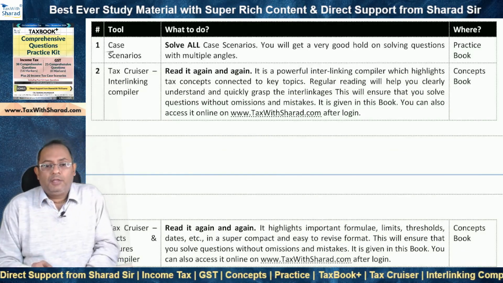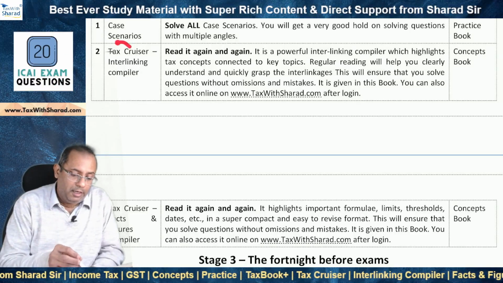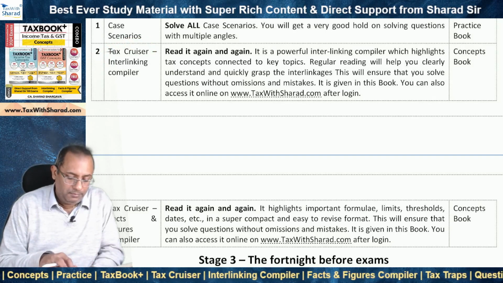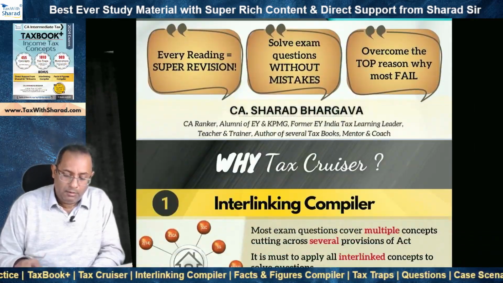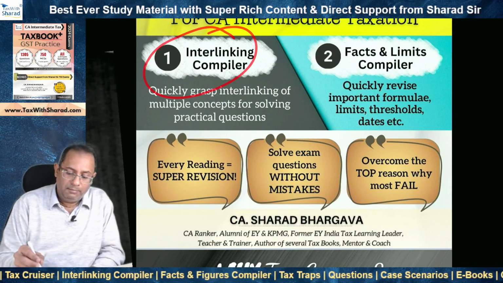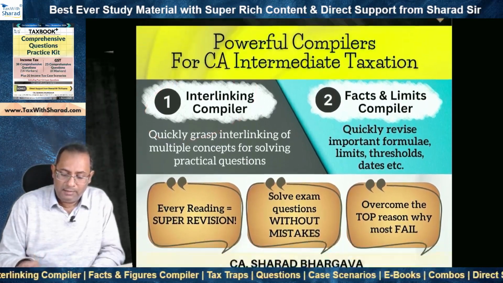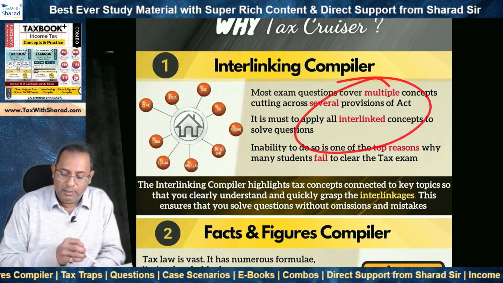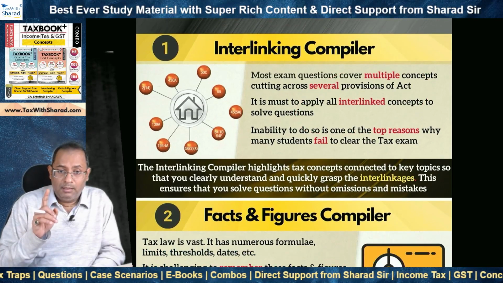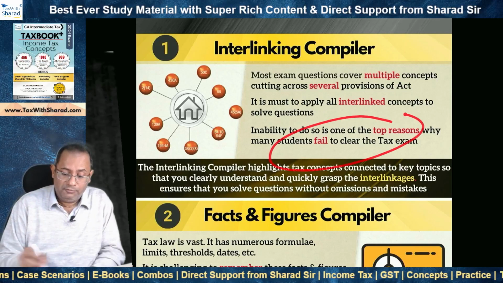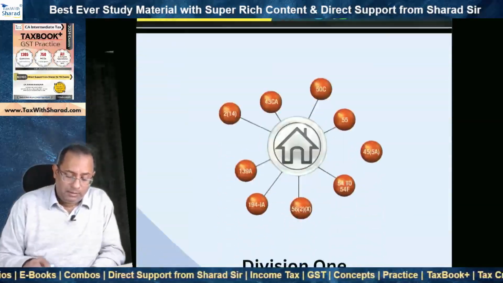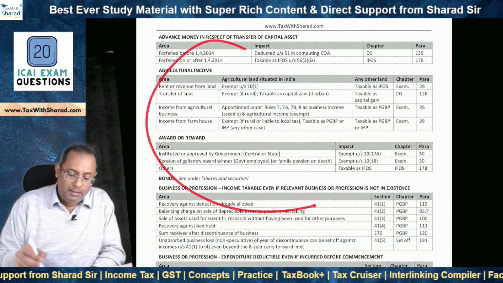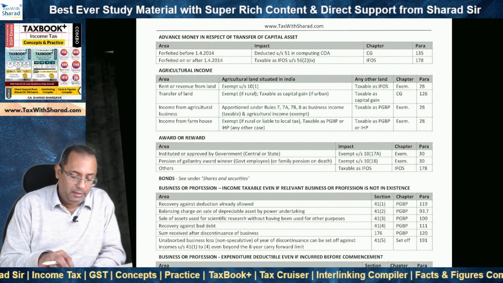The next thing that you need to do to consolidate the entire learning is to carefully go through the interlinking compiler. Some time back, we had taken a look at Tax Cruiser. We saw 2 compilers, the interlinking compiler and the facts and figures compiler. We also saw the importance of interlinking, because the inability to figure out the different angles involved in a question is one of the top reasons for failure, and therefore Tax Cruiser is really important, and you need to go through the interlinking compiler again and again on a very regular basis.